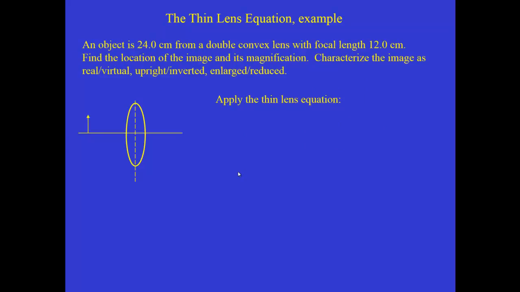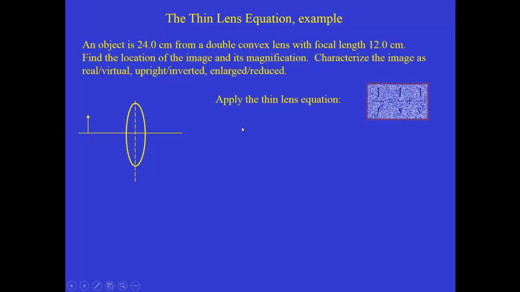Finally, here's an example. An object is 24 centimeters away from a double convex lens with a focal length of 12 centimeters. I didn't draw the sketch with the focal point in here, but in this sketch it would be halfway between the center of the lens and the object, which we indicate as an upright arrow. We're going to use the thin lens equation to find the location of the image and its magnification, and based on those results we will be able to tell whether the image is real or virtual, upright or inverted, and enlarged or reduced.